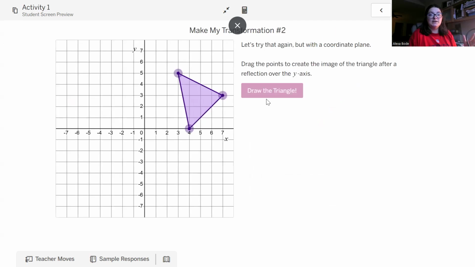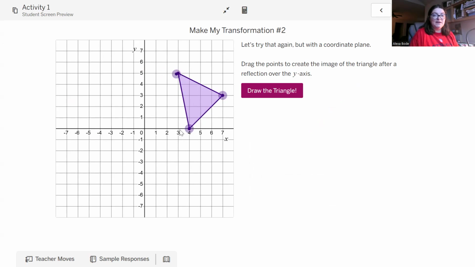So when I click next, oh, well, hold on. You'll see it on the next one. When I click next here, we're going to do the exact same thing, but this time we have a grid. So we can actually make sure that it's a perfect reflection over that y-axis. So this point here, that's at 3, 5, if I'm reflecting it over the y-axis, it's going to stay at that level of y equals 5.